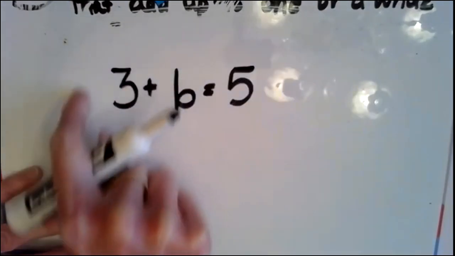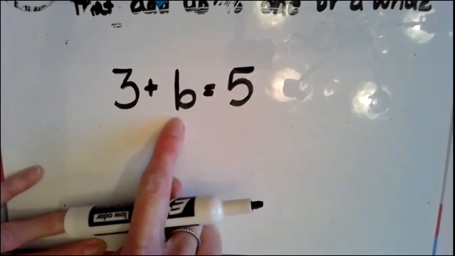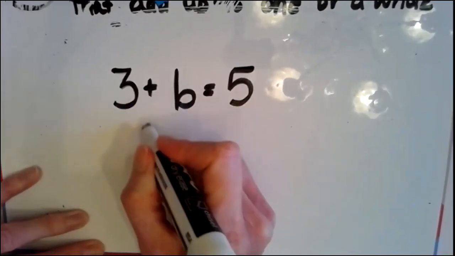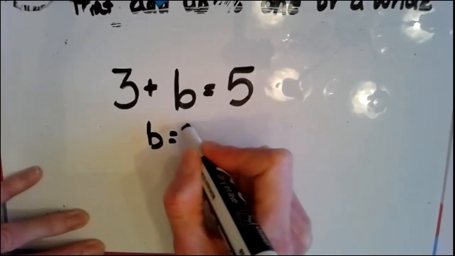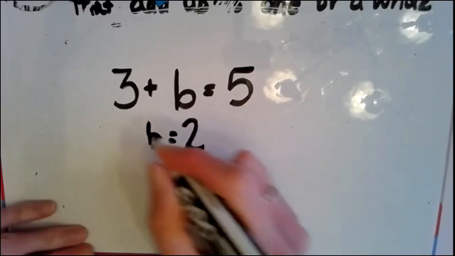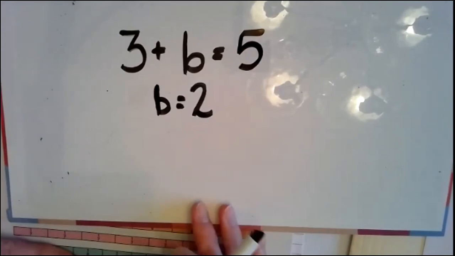you all learned how to use mental math and to figure out 3 plus what unknown value is 5. I bet you're at home right now thinking, of course, B equals 2. Way to go if you got that right. We are now working with fractions, but it is the same concept.